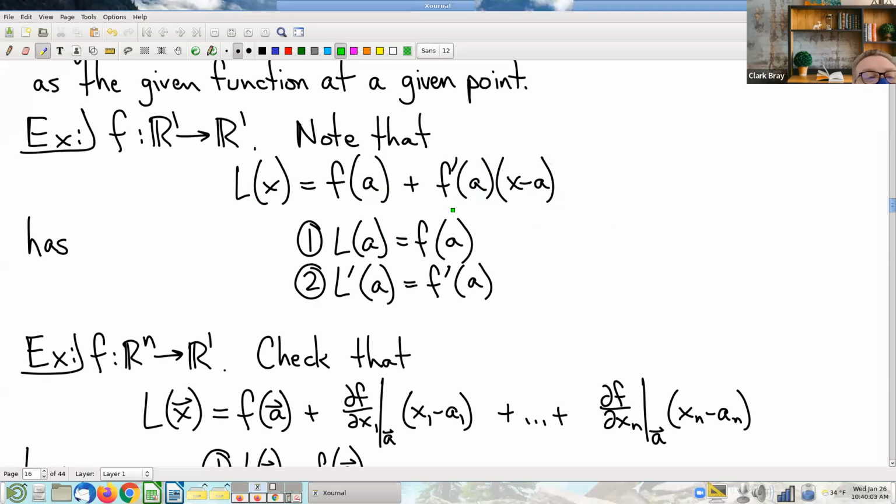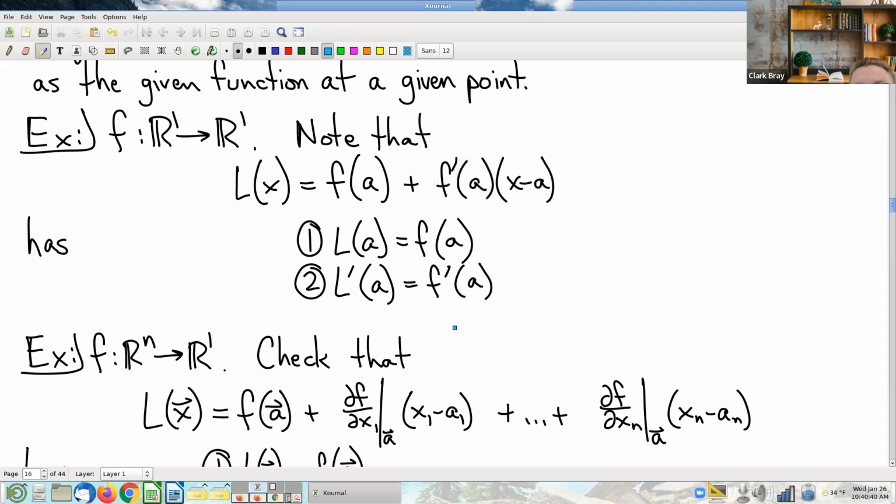If I take the derivative, don't forget that a is a constant. So f prime of a, whatever number that is, is a constant for the purposes of the derivative, because this is not f prime of x, this is f prime of a. The only term here that has any x's in it is that term right there. So what do you get when you take the derivative of L? You get that constant, namely f prime of a.